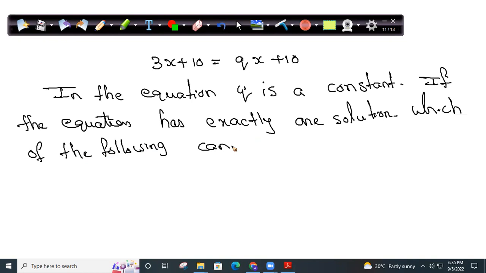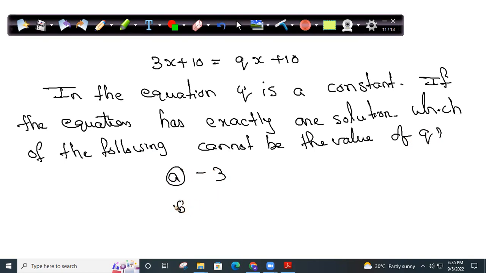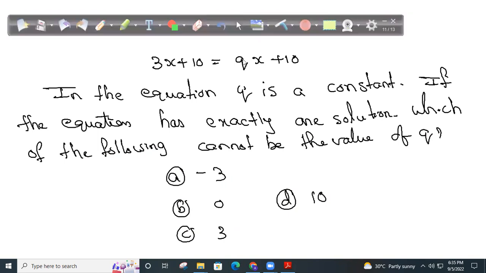which of the following cannot be the value of q? Option A, -3, option B, 0, option C, 3, option D, 10. Which of the following cannot be the value of q? Very good, excellent. People are very active. Abhishek gave me the correct answer. Prajesh, Sarath. Divya, just recheck your answer once more.